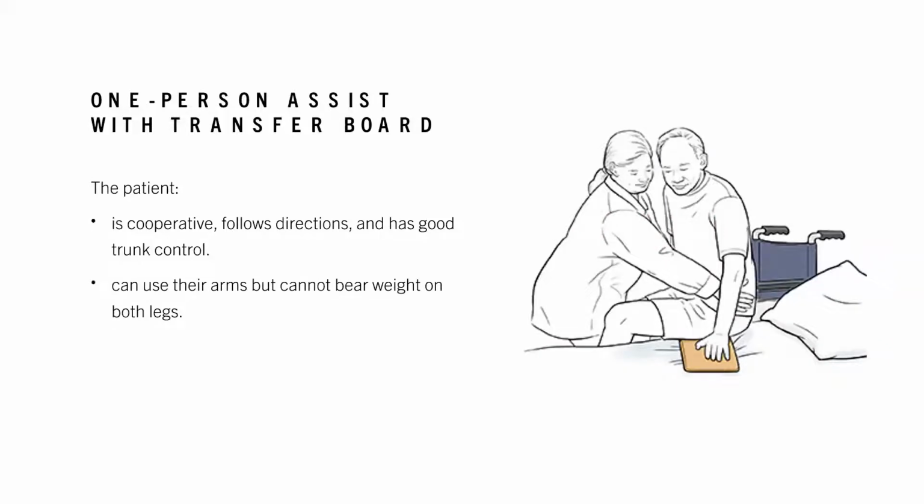Okay, next, 1 person assist with transfer board. We don't have a transfer board at our center, but it's good to understand here that a transfer board is actually quite useful. So the patient is cooperative, follows directions, and has good trunk control. If the patient has good trunk control, is able to follow direction and is cooperative, this is suitable. They can use their arms but cannot bear weight on both legs. So if their legs are very weak and they cannot stand, by right we should use a transfer board. But bear in mind they need to have strong arms and strong core muscles, able to balance on sitting. Then this transfer board is suitable.